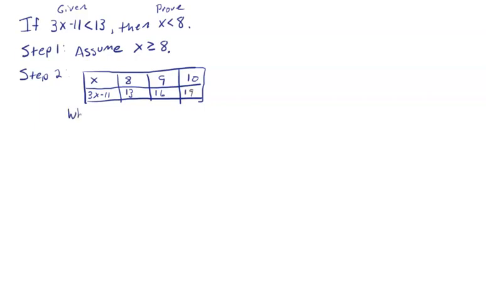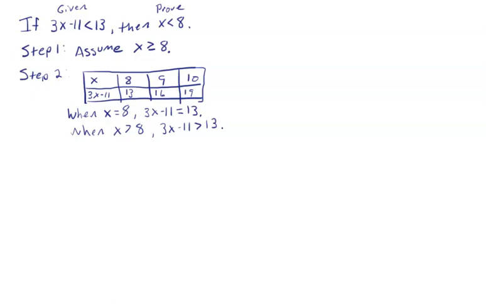So when x equals 8, 3x minus 11 is equal to 13. And when x is greater than 8, 3x minus 11 is greater than 13.